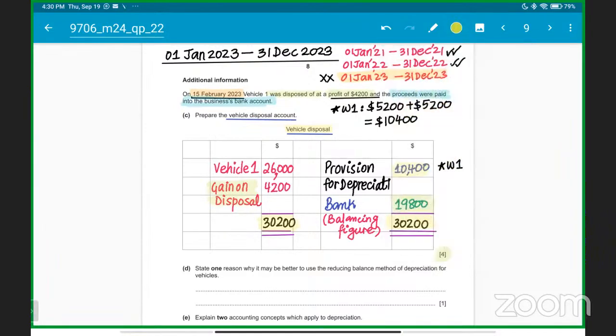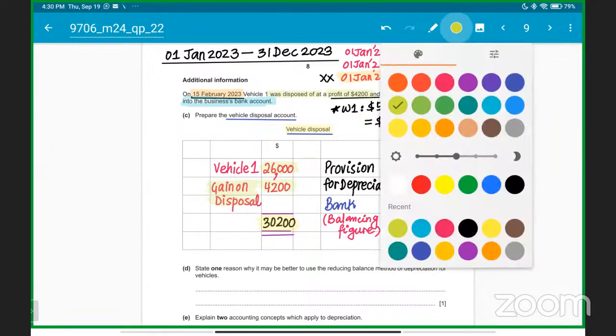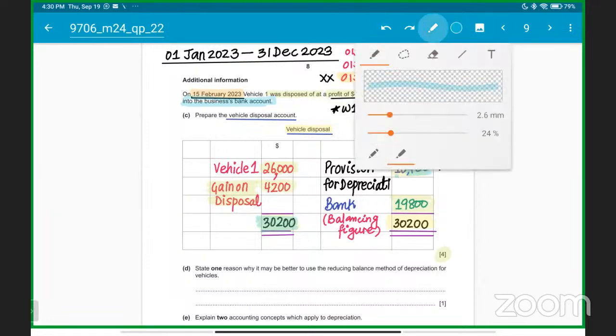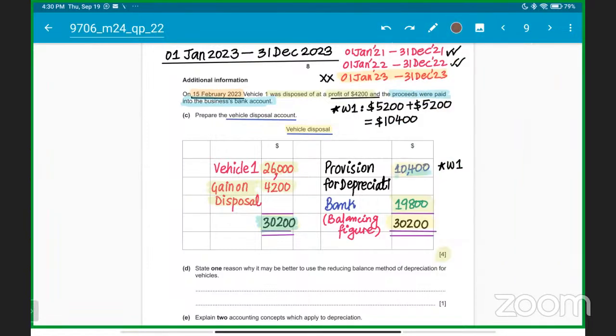We already have the debit side, 26,000 plus 4,200 as 30,200. And then we subtracted the provision for depreciation, that is basically $10,400. So we got 19,800. Let me write it down as well. $30,200 minus $10,400, and we got $19,800. Okay, understood?